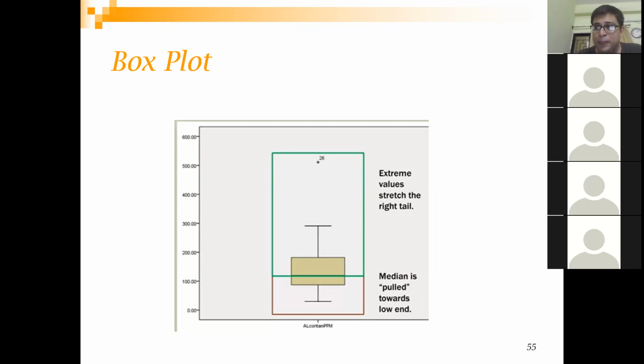Are these two interpretations clear to all of you? If it is not clear, please raise your hand. Yes, sir. Sir, I got it. Okay.